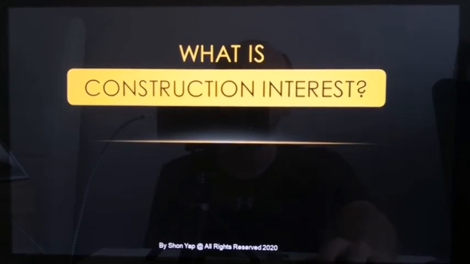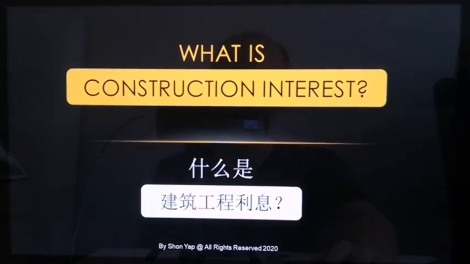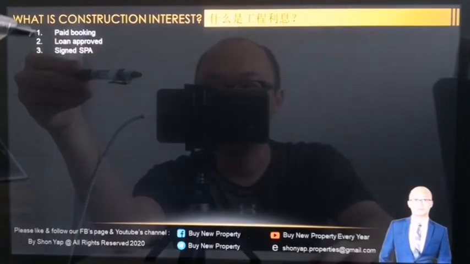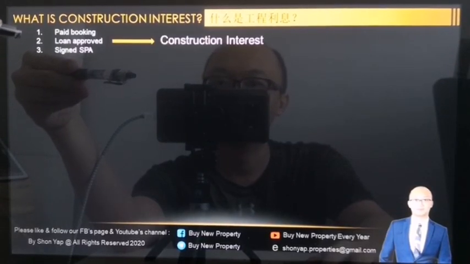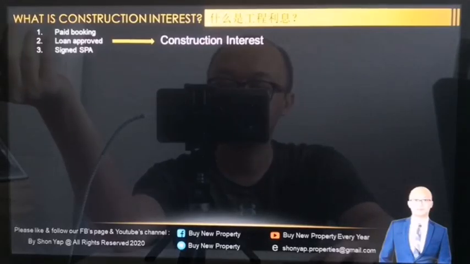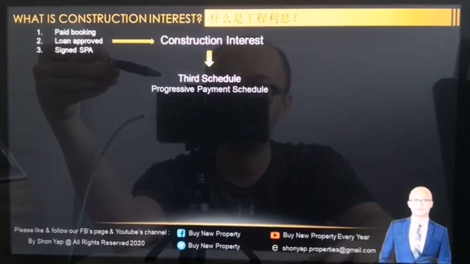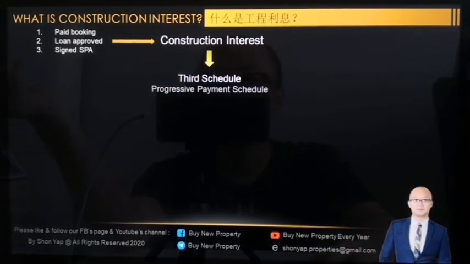So what is construction interest, which everyone will be concerned about, is in the Chinese version for this one. From the pre-booking stage and the loan approval, once everything is signed in the SPA, you have to pay the construction interest. From that, you start paying the third schedule based on your SPA. This third schedule is a progressive payment schedule which we have to pay.